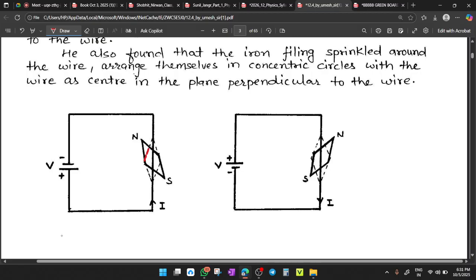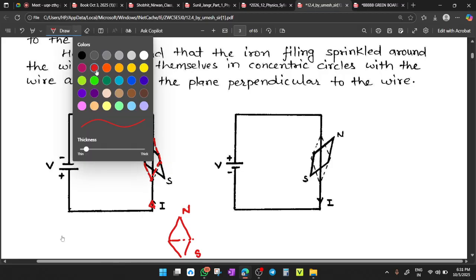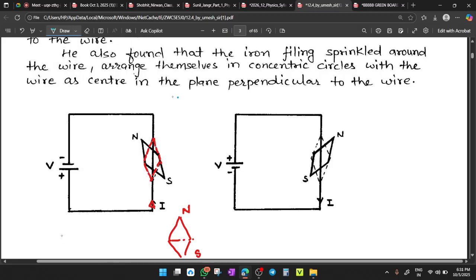Yes. When the circuit is off, the needle is in this direction. Clear, beta? When the switch is off, the needle is in this direction. Yes. This one is the north pole and this one is the south pole. As you switch on the current, the direction of the needle will be like this. There is some magnetic field developed, so the needle will change its direction, from the red one to the blue one. Clear, beta?